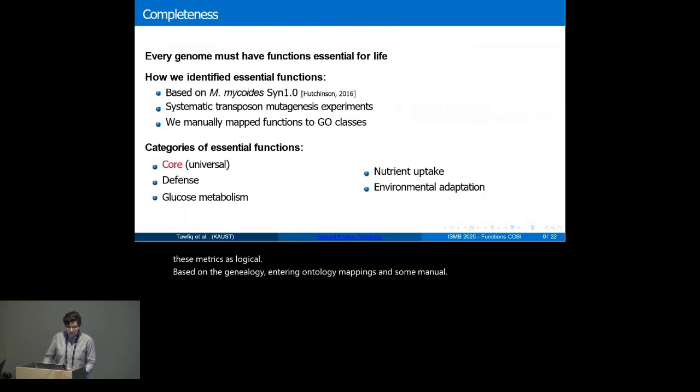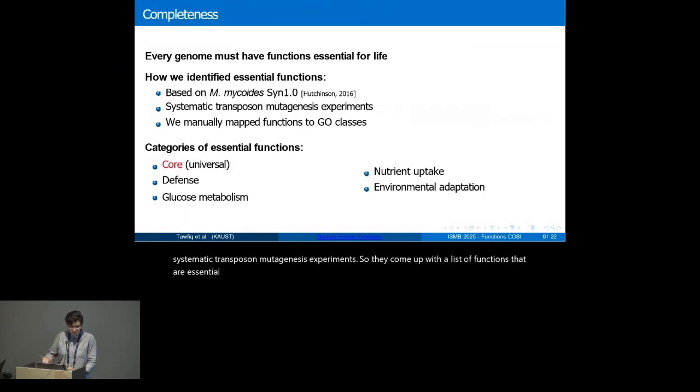For the first metric, completeness, it states that every genome must have functions essential for life. How we came up with these essential functions is based on the M. mycoides syn 1.0 genome, which is a minimal bacterial genome that was created using systematic transposon mutagenesis experiments. So they came up with a list of functions that are essential for life in bacteria. And we manually mapped them to their corresponding GO classes. Most of the time, it was just a one-to-one lexical match.